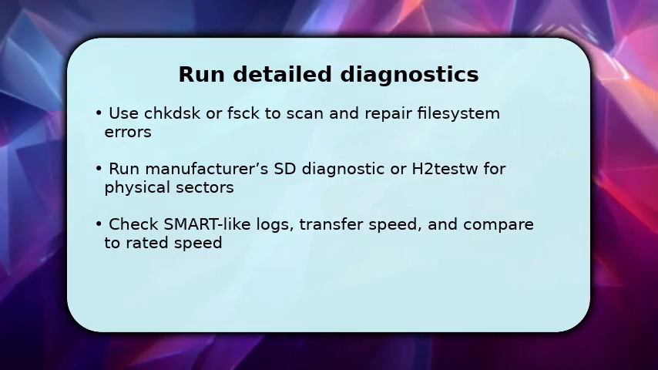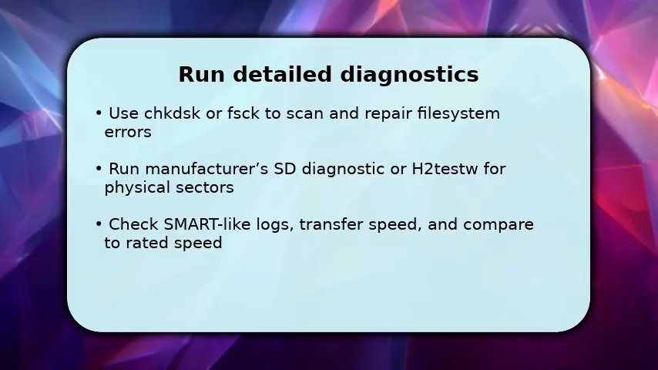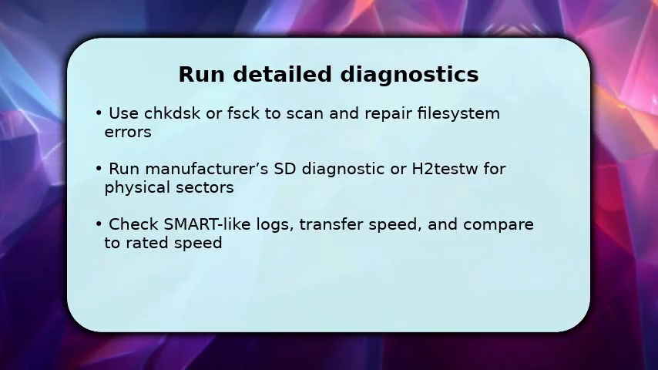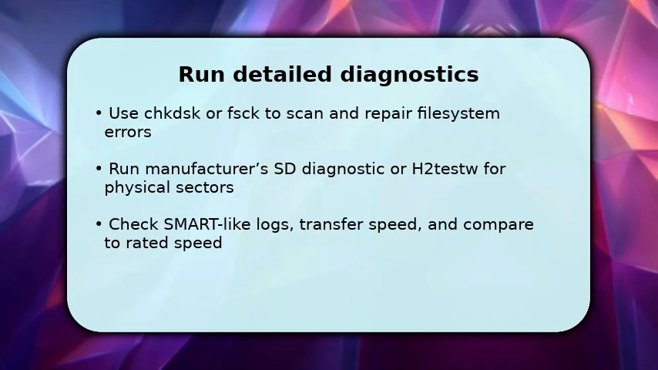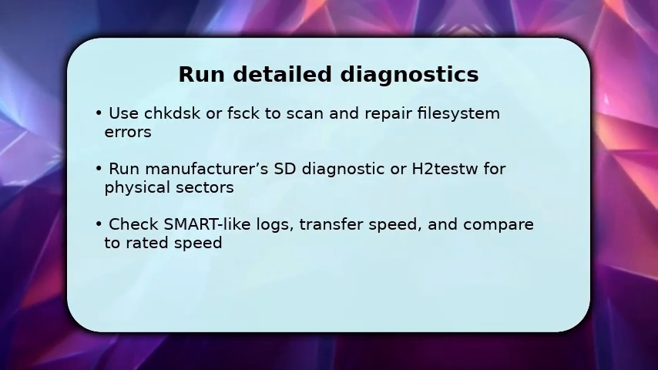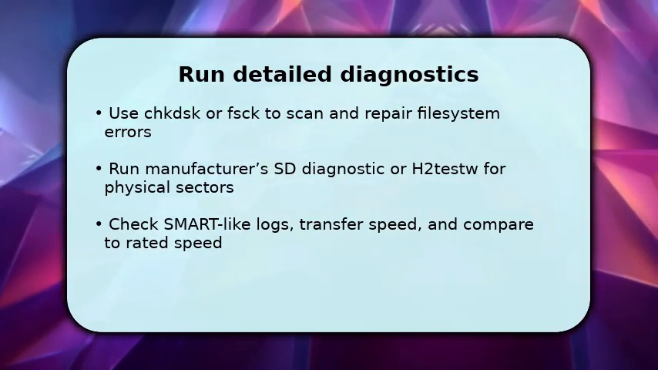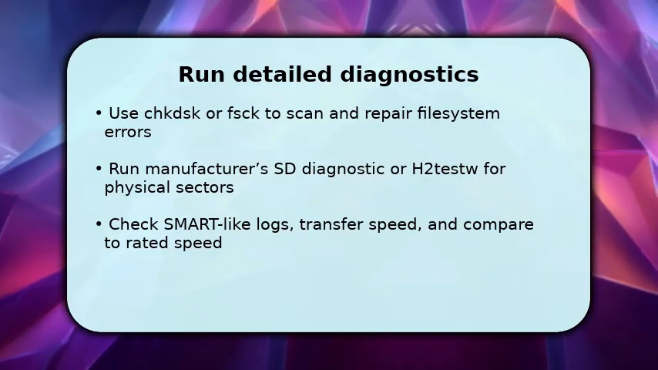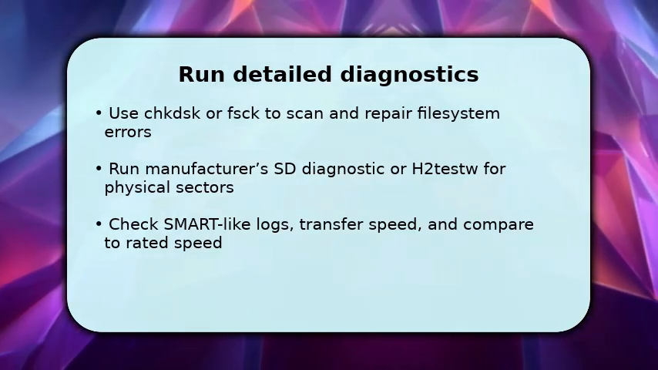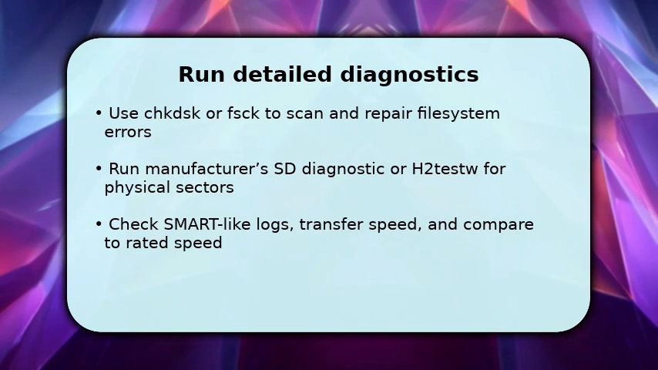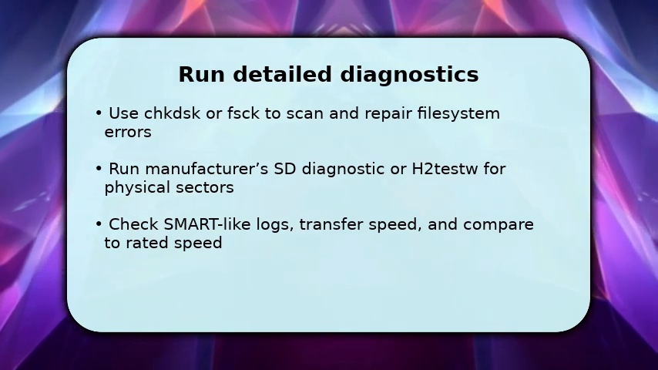Next, run a full surface test with the manufacturer tool or H2testw to verify bad sectors and write/read integrity. These tests show whether capacity is genuine and whether sectors fail. Meanwhile, test read/write speed with a benchmark tool and compare to the card's rated speed to detect slow, degrading cells.